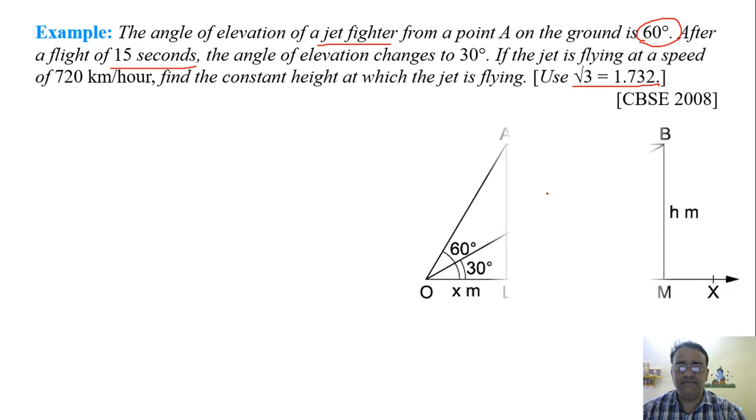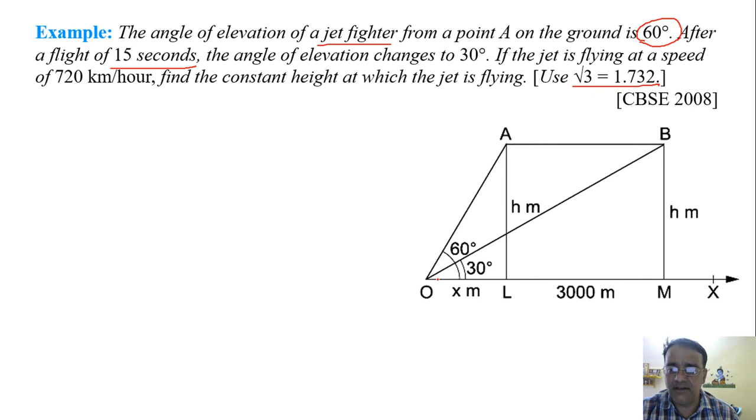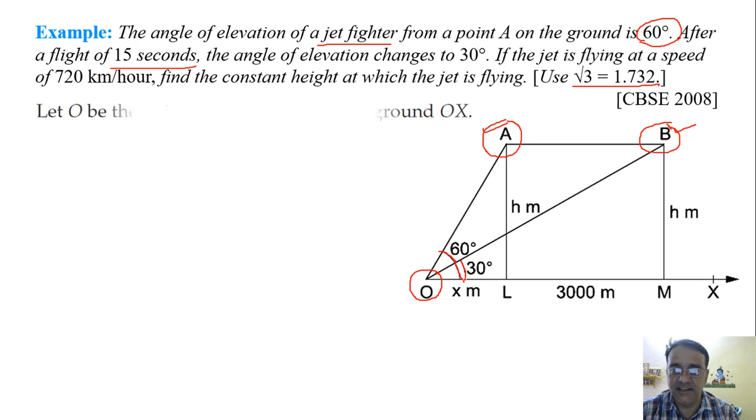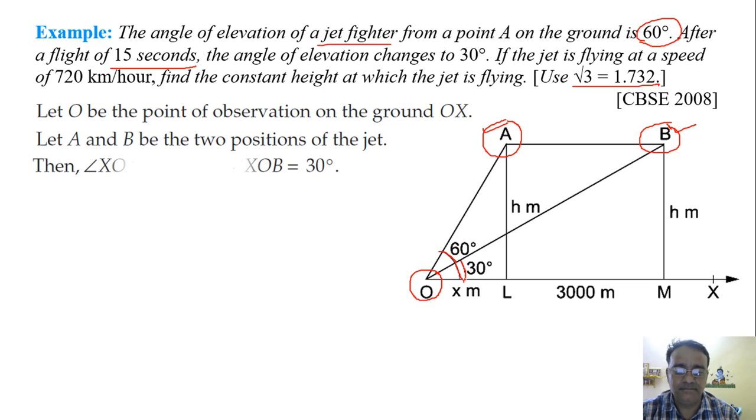So first we'll draw the diagram. Let O be the position of observation and OX is the ground, and A and B are the two positions of the jet fighter, right? And this is the initial position and this is the final position after 15 seconds. Okay, and this angle is 60 degrees and this angle is 30 degrees. I think the diagram is clear to all of you. And the constant height we are taking as H meters, and let OL be equal to X meters. And this distance is given in the question.